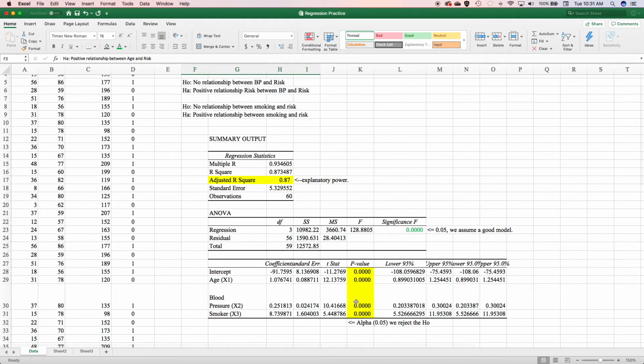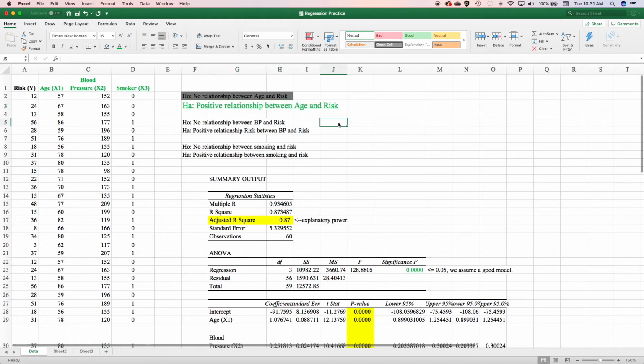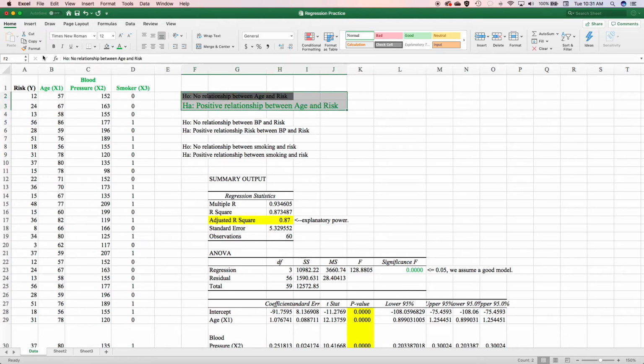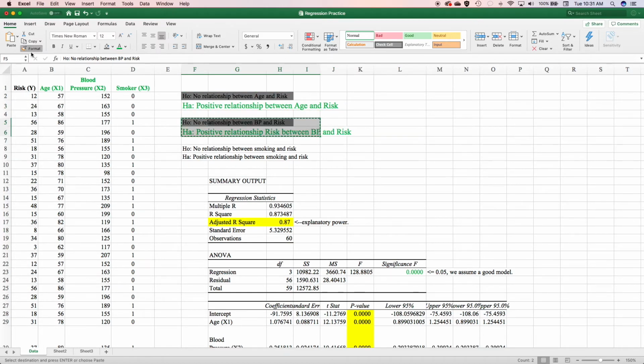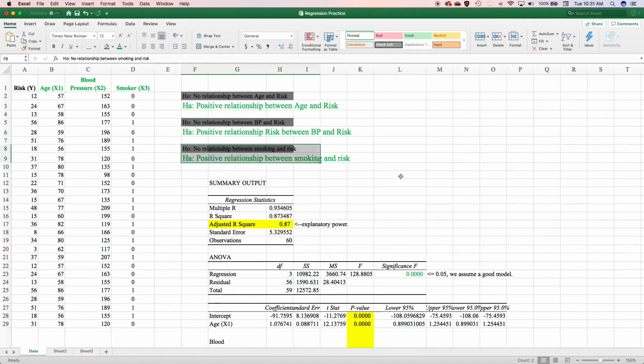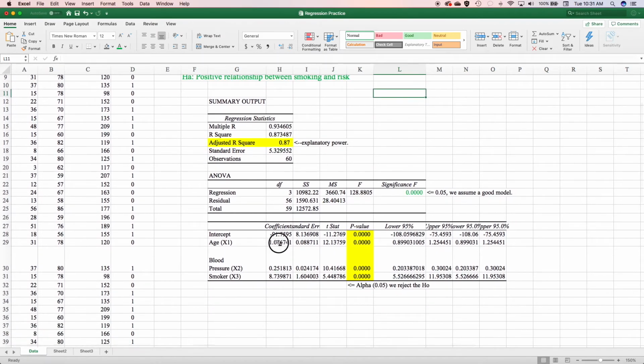We take a look at blood pressure and smoker, and we see that the p-values there are again less than alpha. So that means we can reject the null on all of them. What we find is that there's a positive relationship between age and risk, a positive relationship between blood pressure and risk, and a positive relationship between smoking and risk. When we look at the coefficients, we can clearly see that that is the case, right?